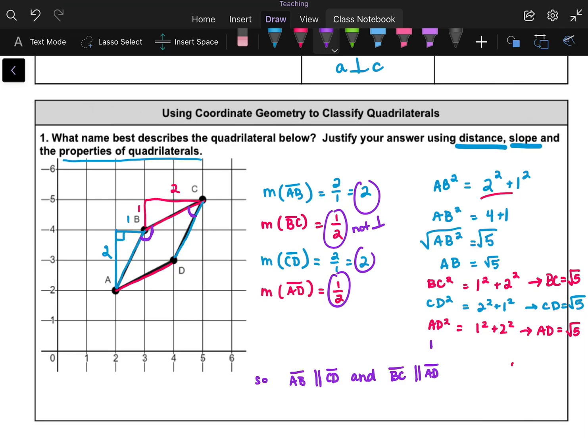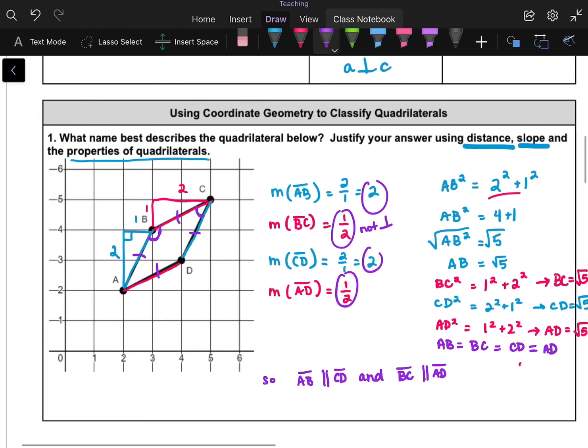So what we get from this is that the length of side AB, the length of side BC, the length of side CD, and the length of side AD are all equal to each other. So all of these sides are congruent. So in my takeaways, I have that my opposite sides are parallel and all sides are congruent. So this quadrilateral ABCD is a rhombus.